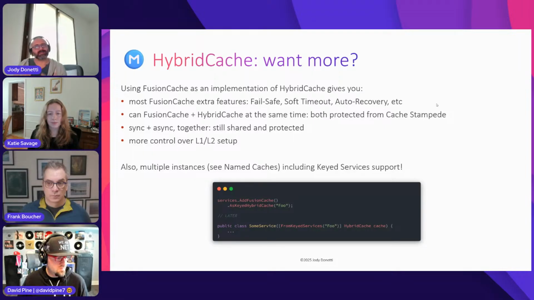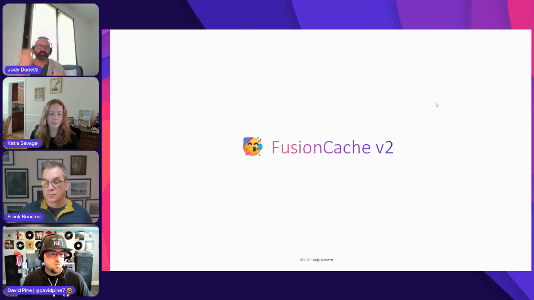So I think it's pretty nice, even if you decide or are forced for some regulations or whatever to depend on the new Microsoft abstraction, you can still pick a third-party implementation and play with something more, even just in time for a new version, then you may change later. And so this gets me to Frank's answer, FusionCache v2.